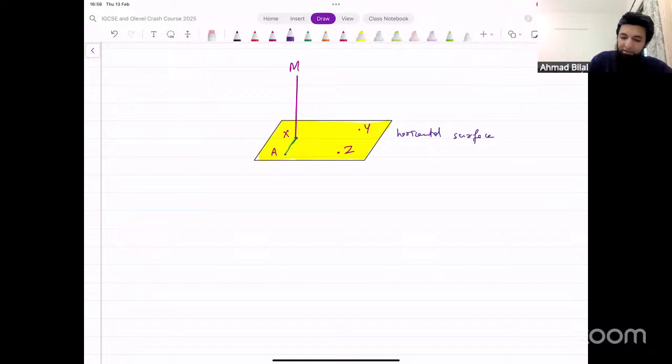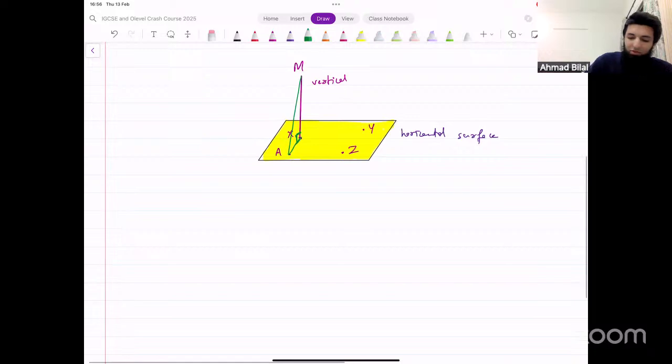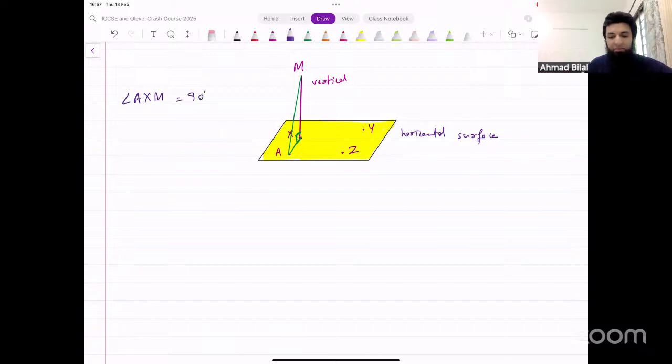And this line is vertical, right? Now, if I were to make a triangle that looks like this, in this triangle, the angle here is going to be 90 degrees. So you can say the angle AXM equals 90 degrees.